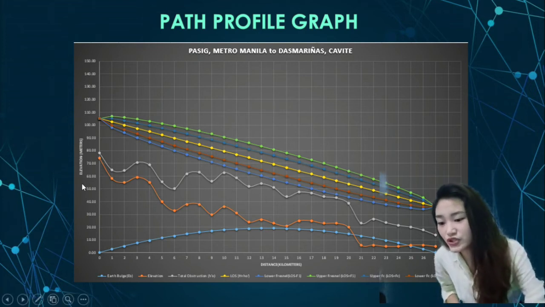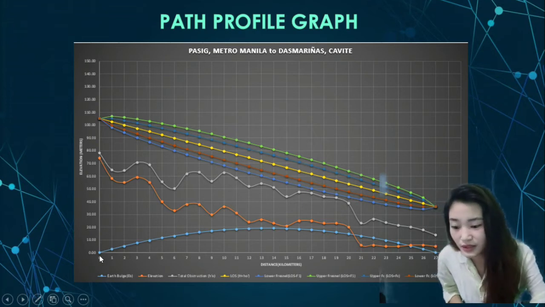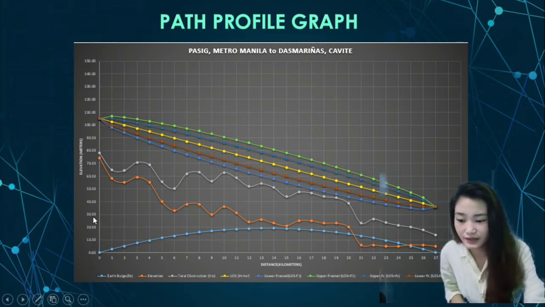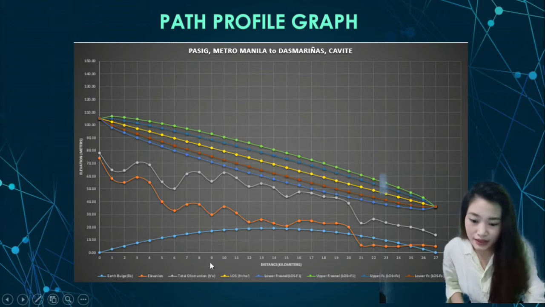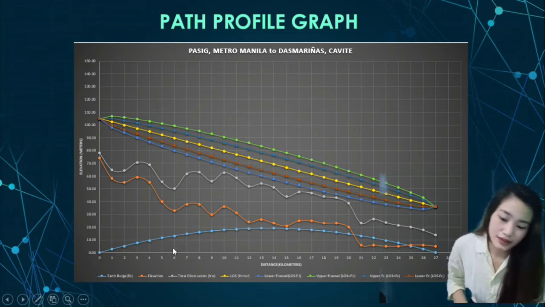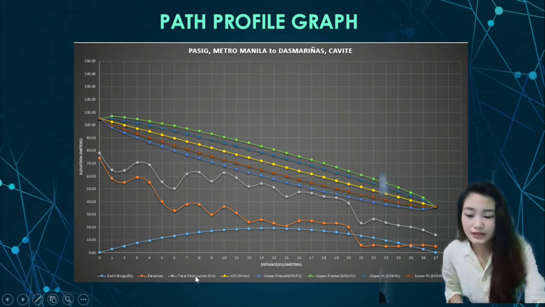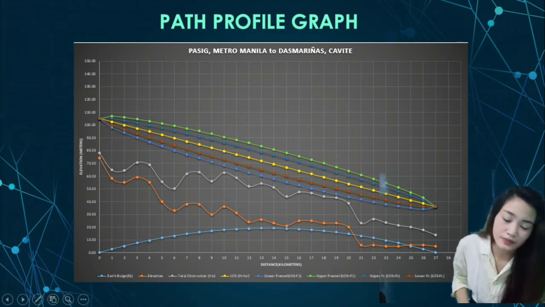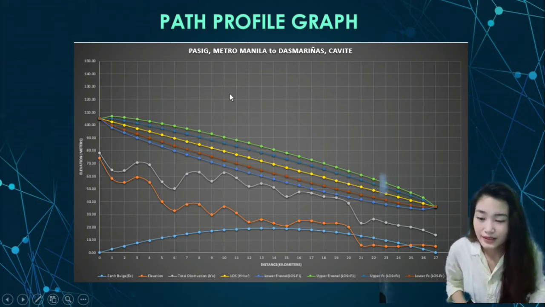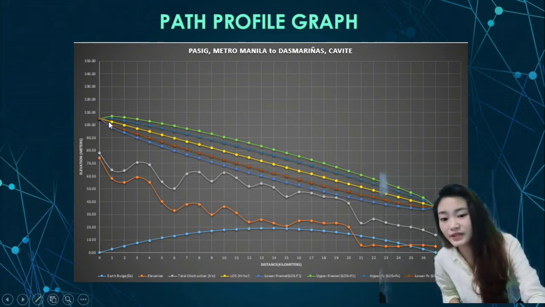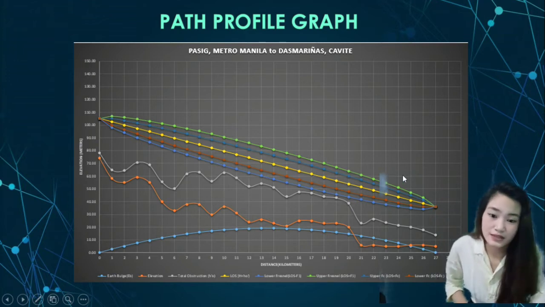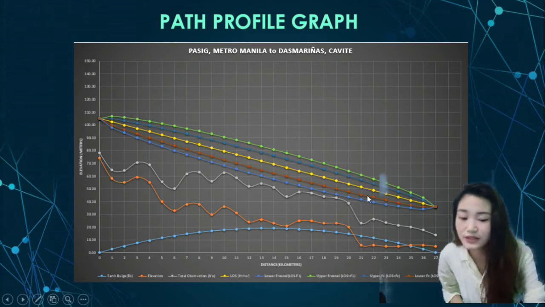This is the elevation, and it is in meters by 10. Its increment is 10. Then the x-axis is the distance in kilometers, 0 to 29 because my distance is 27 kilometers. This is the Pasig, Metro Manila, up to Dasmariñas, Cavite. This is my tower 1 and this is my tower 2.